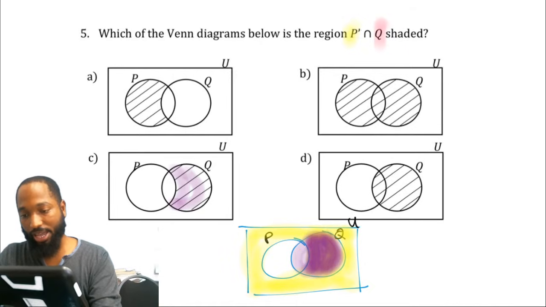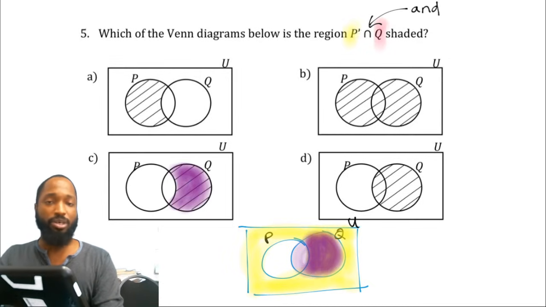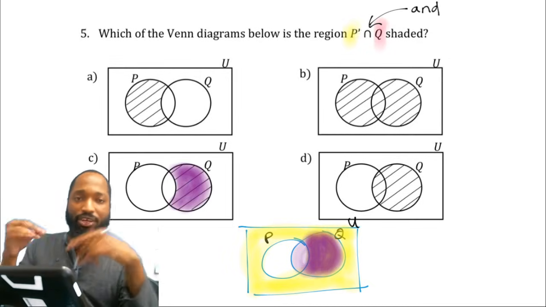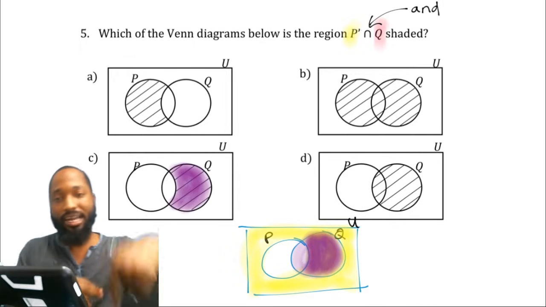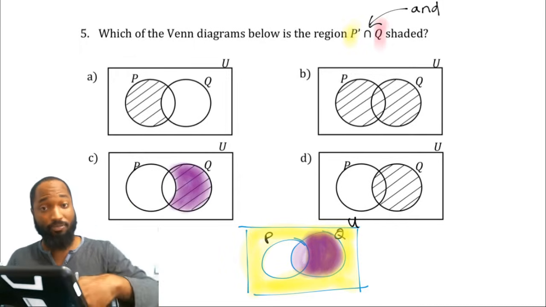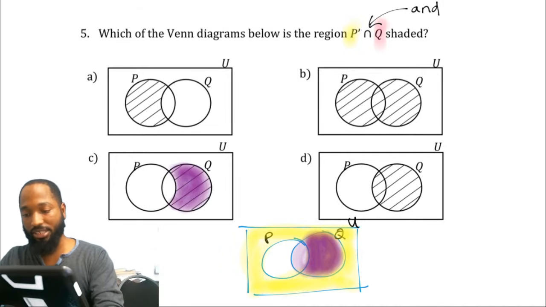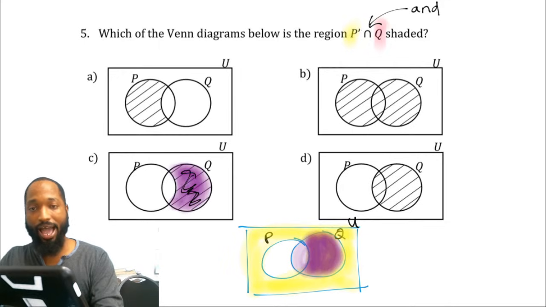This is where P, everything outside of P, because this is outside of P, you can replace this word in logic, like in computers, you can replace this word with "and", or when you're going to pure maths and things. So this is everything outside of P and in Q at the same time. So you have to be outside of P and in Q at the same time. So the answer could only be C, because this is outside of P and at the same time in Q.